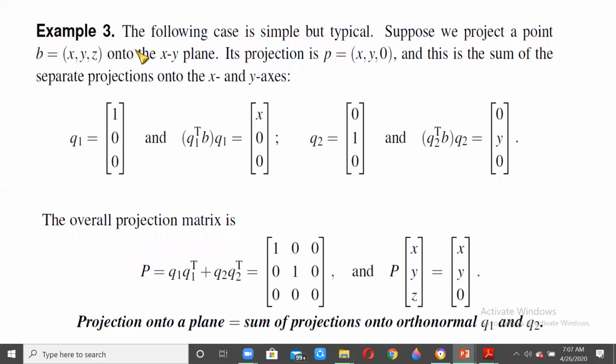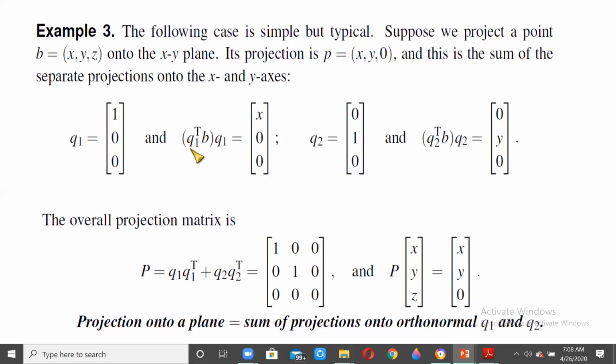So let us take an example where we try to project a point p of x, y, z in three-dimensional space onto the xy plane. Its projection is naturally p equal to x, y, 0. In place of z, we get 0. And this is the sum of the separate projections onto the x and y axes. So Q1 is the standard basis 1, 0, 0, and Q2 is again a standard basis 0, 1, 0.